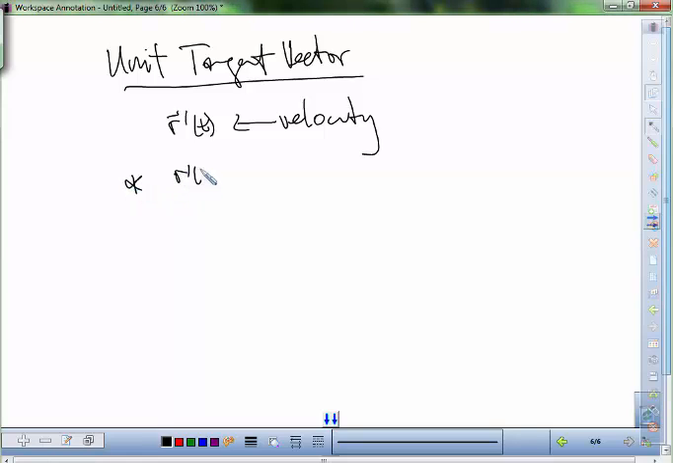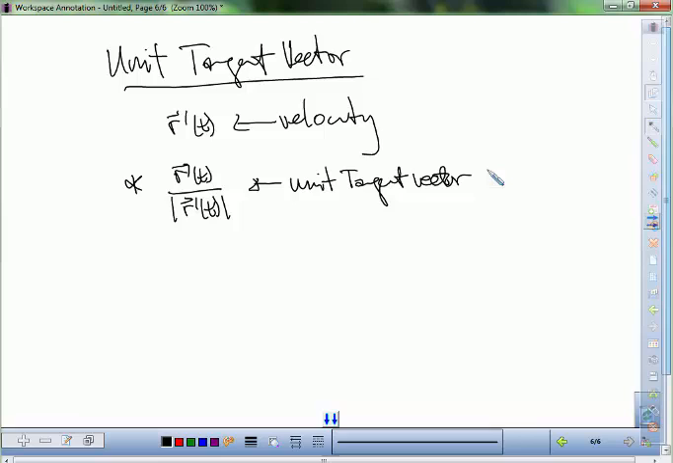So you take r prime of t, you divide it by the magnitude of itself, r prime of t, and then now you have your unit tangent vector. Okay?